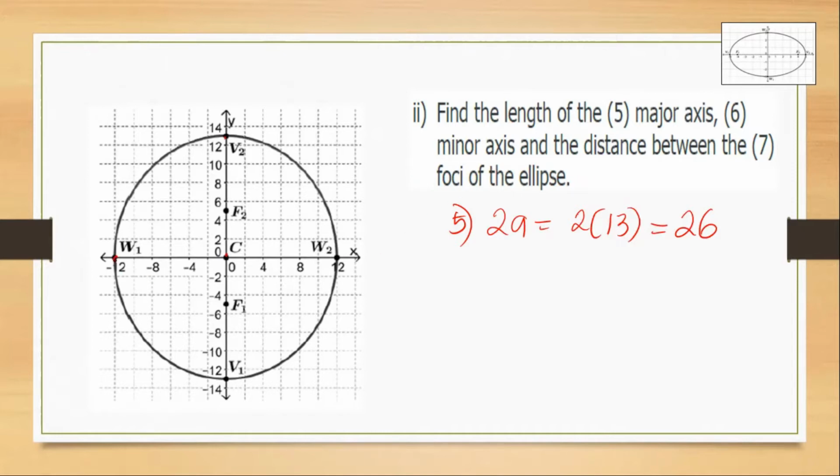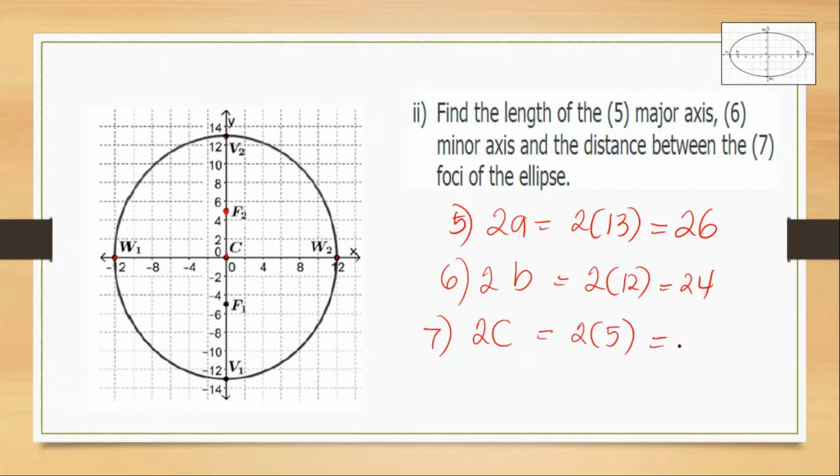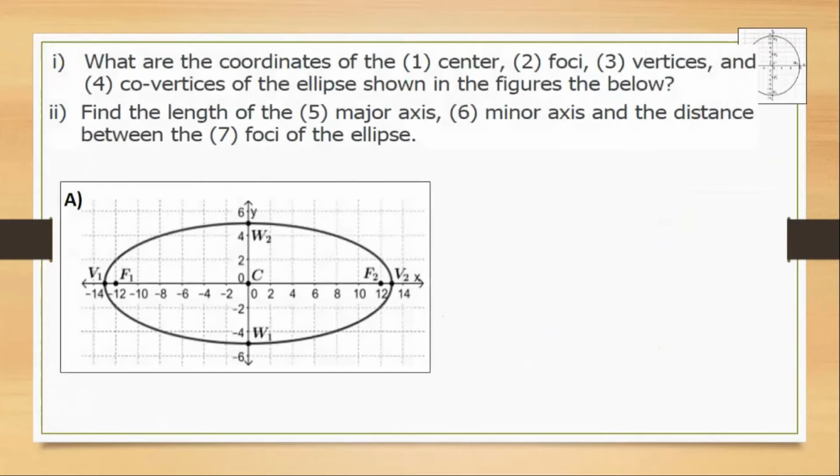Let's continue. Number 6, the minor axis. So the minor axis is from here to here. That's from 0 to 12, and so 2 times b represents the length of your minor axis, from the origin to half of your minor axis. So that is 2 times 12. And the answer is 24. And lastly, number 7, the distance between the foci. So as you can see, it's from 0 to 5. So that's 2 times c. That's 2 times 5. The answer is equal to 10. That is how we find the length of the line segments that are found in our ellipse. Let's continue.